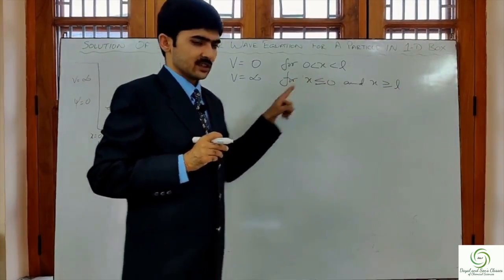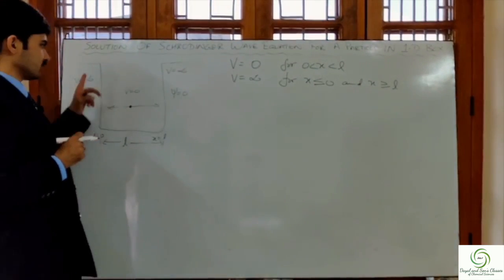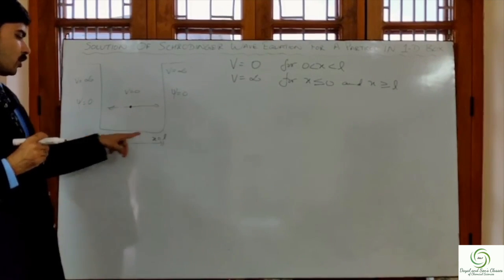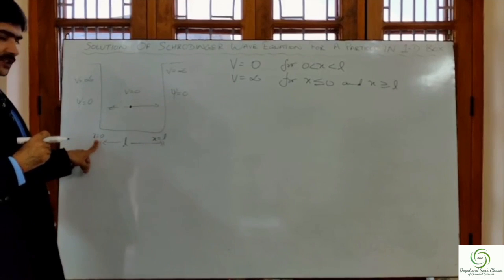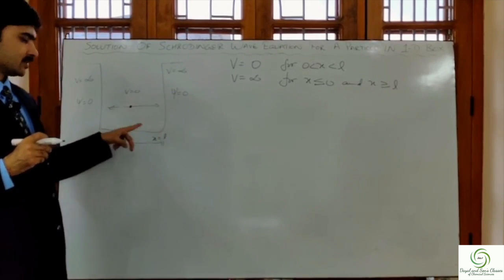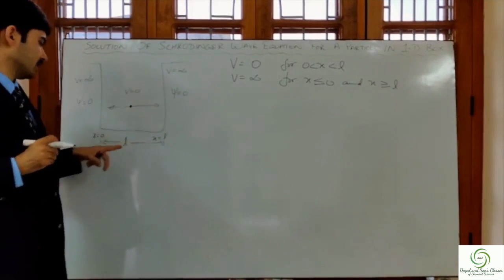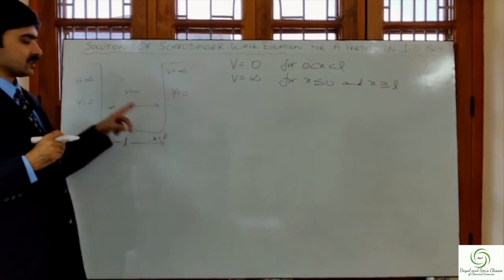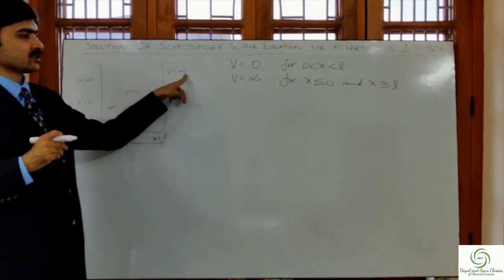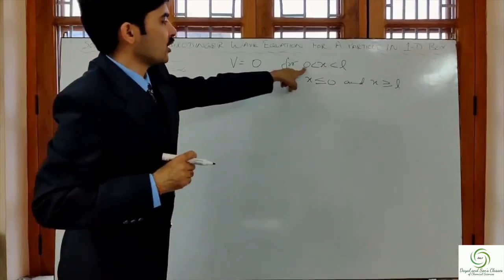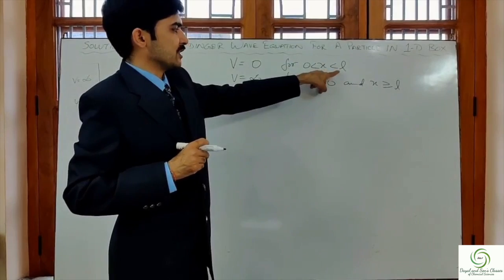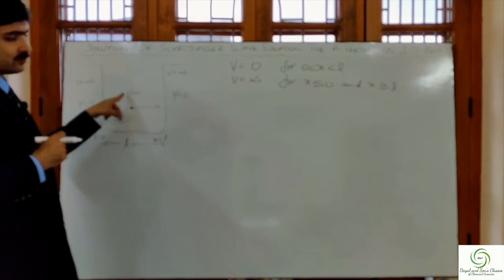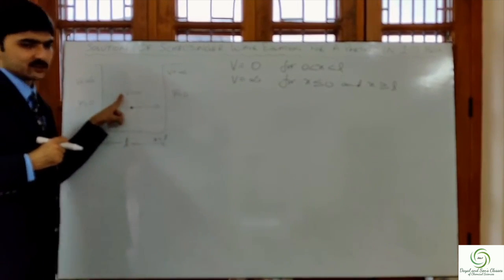Now, what does this mean? This is a schematic representation of 1D box. In this, we have a box of length L starting from x equal to 0 to x equal to L. If x is less than 0, then V is equal to infinity, and if x is greater than L, then also V is equal to infinity, and for any value of x between 0 and L, the potential energy is assumed to be 0.